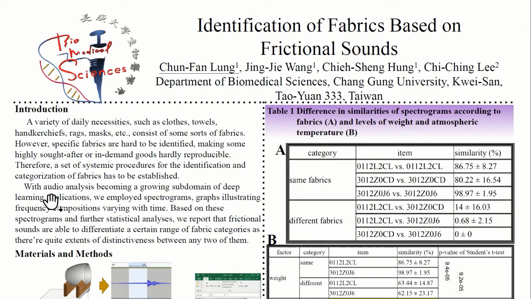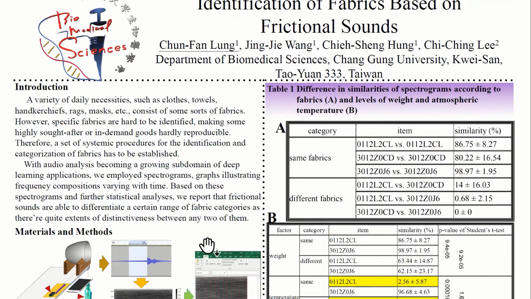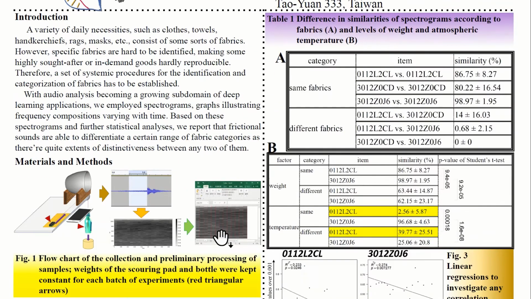Because in this era, audio analysis has become a growing subdomain of deep learning applications, we can employ spectrograms, heat maps that illustrate frequency compositions as they vary with time. Using this graph, we can perform the tests and know that frictional sounds can also identify clothes.